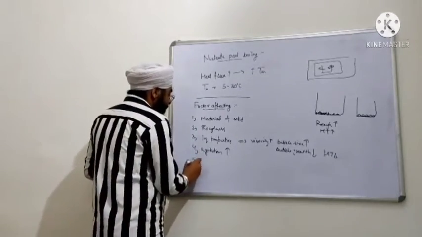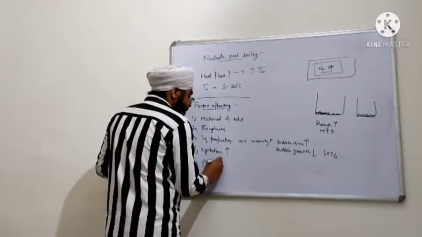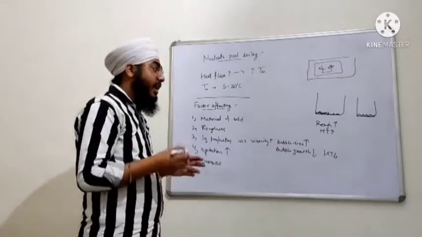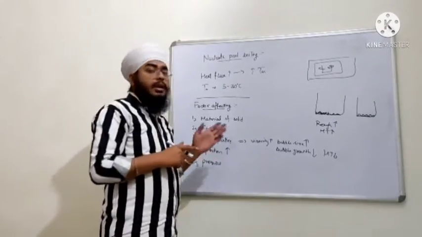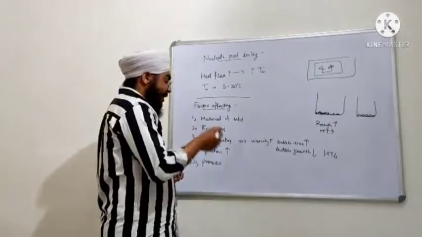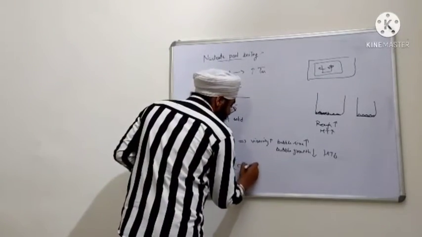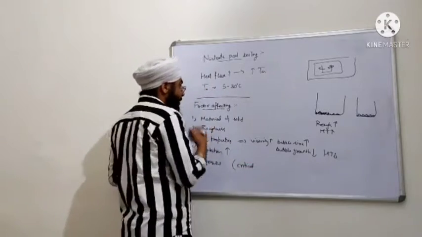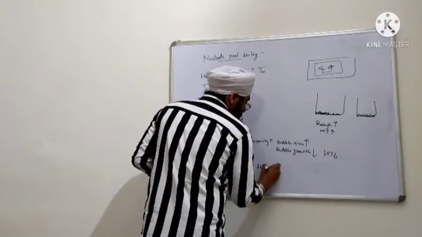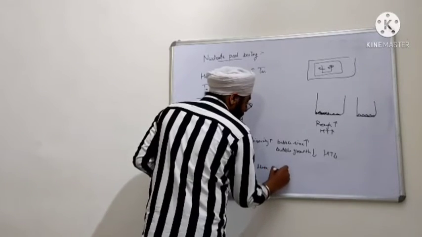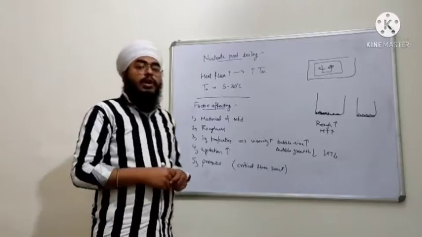The last factor is pressure. If we increase the pressure, the heat transfer or heat flux will increase, but only up to a certain point, that is the critical flux point. After the critical flux point, there is no role of pressure. Pressure cannot affect nucleate pool boiling. So these were the factors affecting nucleate pool boiling.